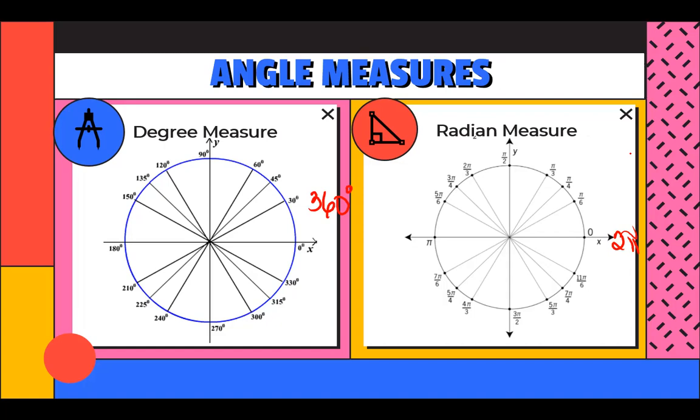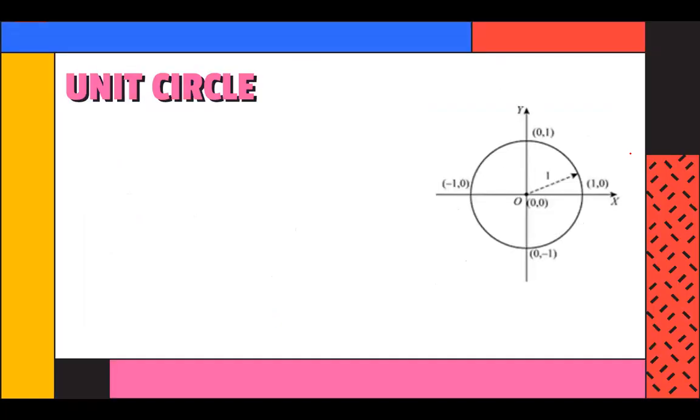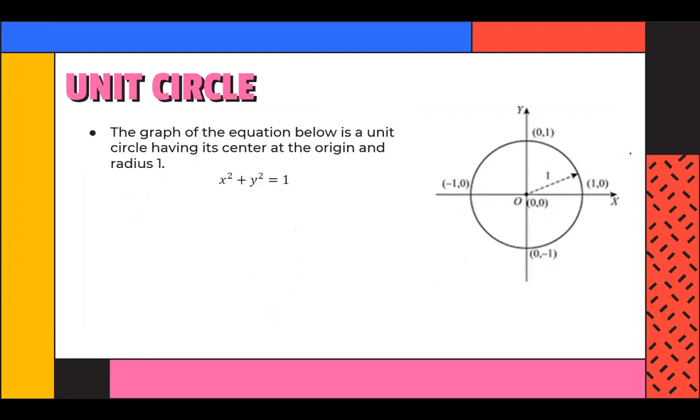And to know more about the radian measure, the angle measurements for our radian measure are derived from our unit circle. Now, our unit circle, the graph of the equation x squared plus y squared is equal to 1, is a unit circle having its center at the origin and the radius equal to 1. So this is the graph of our unit circle, and it is called a unit circle because its radius is equal to 1.